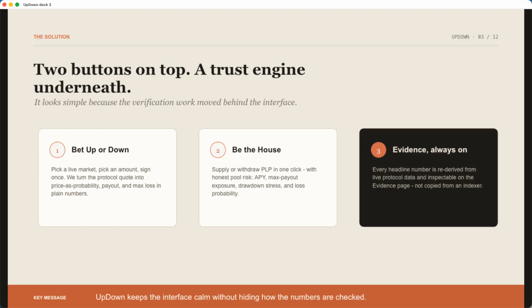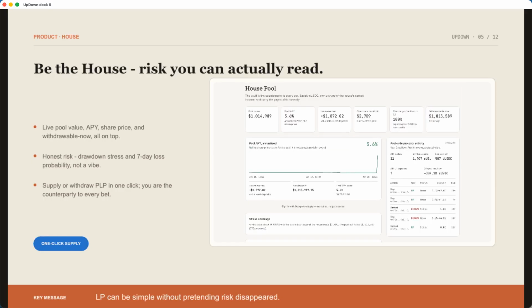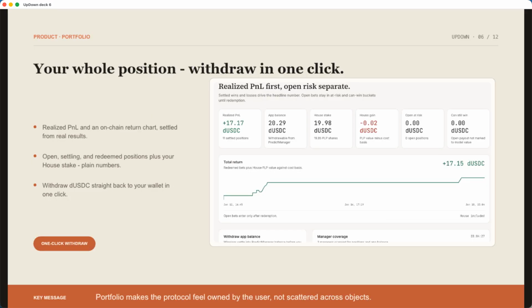Updown keeps the interface simple, while the app still rechecks pricing, risk, and settlement behind the scenes. On the bet screen, the protocol quote becomes plain language: market probability, what you pay, what you can win, and maximum loss. On the house side, LP is not hand-waved. The pool shows APY, withdrawable liquidity, payout exposure, stress coverage, and loss probability. Portfolio keeps ownership legible. Realized P&L, app balance, open risk, can win, and house stake are separated instead of mixed into one vague number.